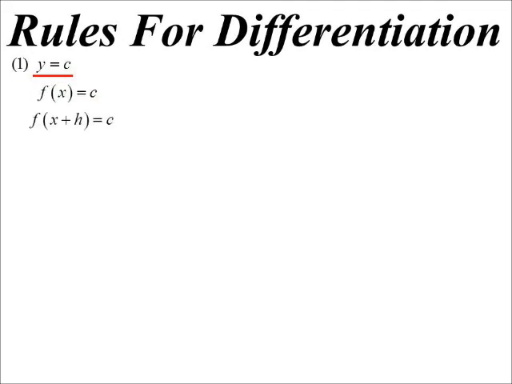Function x is c. Well, function x plus h will also be c because it's a constant. So if I sub that into our formula, I'll get c minus c over h, which is 0. So, okay, that confirms what we saw with a constant.